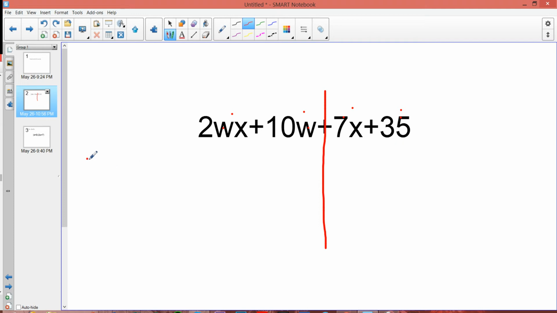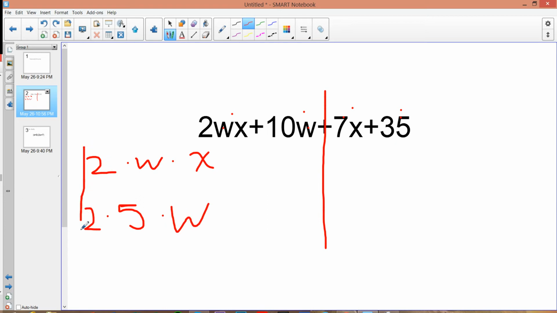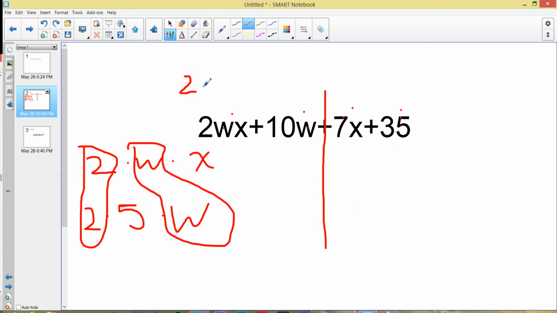So for 2wx, it's 2w times x. And then also for the 10w here, we have 2 times 5 times w. So we can see the 2 and the w are common. So here we can factor out the 2 and the w. We'll show that in a sec.